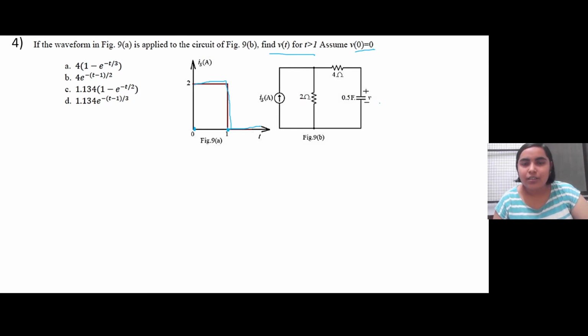Since for a capacitor we need to write it in terms of voltage, let us convert the circuit by using source conversion. A resistance in parallel with a current source can be replaced by a resistance with a voltage source in series, right? And this voltage will be equal to I into R, that is Is into R, where R is 2 ohm, that is 2 Is, right?